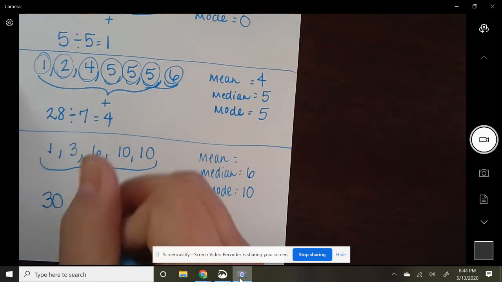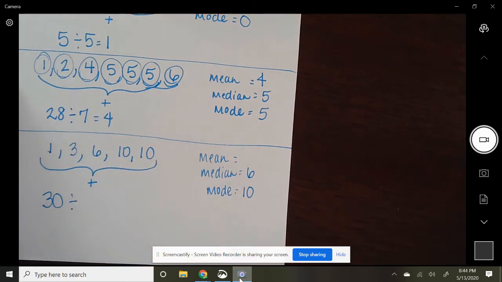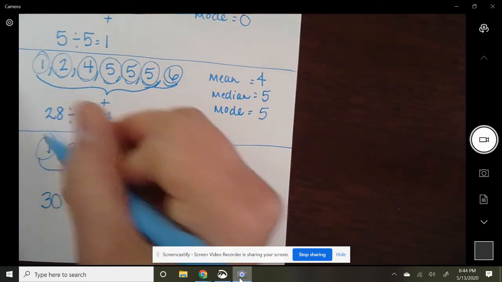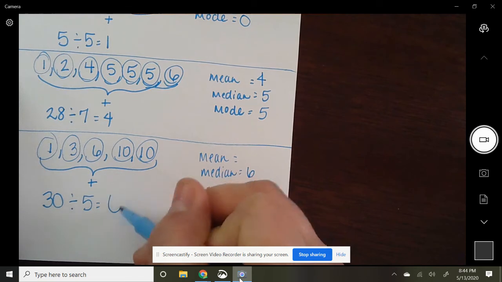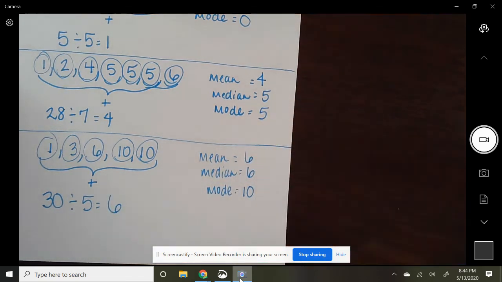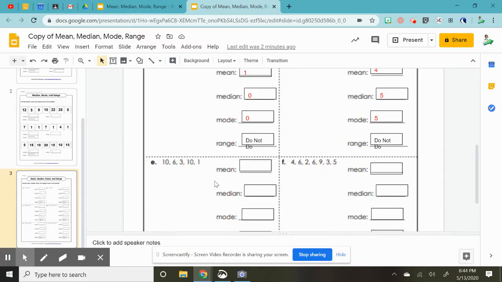But in order for me to be really mean, I have to make you divide it. And you need to divide by the number of numbers. 1, 2, 3, 4, 5. 30 divided by 5 is 6. So I'm going to go put those in my worksheet. 6, 6, and 10.